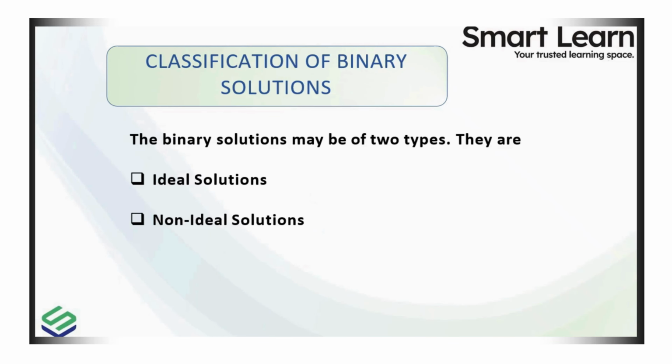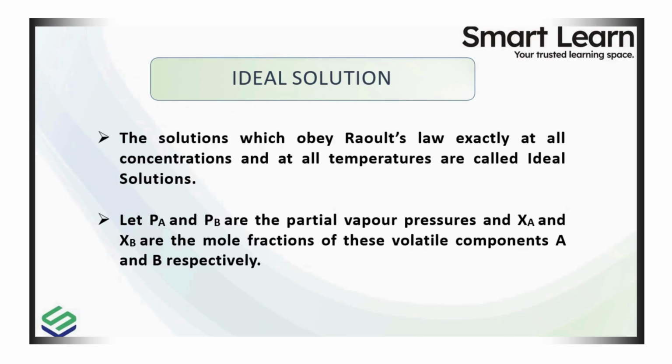Then we are going to discuss the classification of binary solutions. You are familiar with what a binary solution is. There are two types of binary solution, ideal and non-ideal. The ideal solution is the solution that obeys Raoult's law at all concentrations and temperatures. Its characteristics: intermolecular forces between A-A and A-B are similar, there is no heat change during mixing, and volume does not change during mixing.